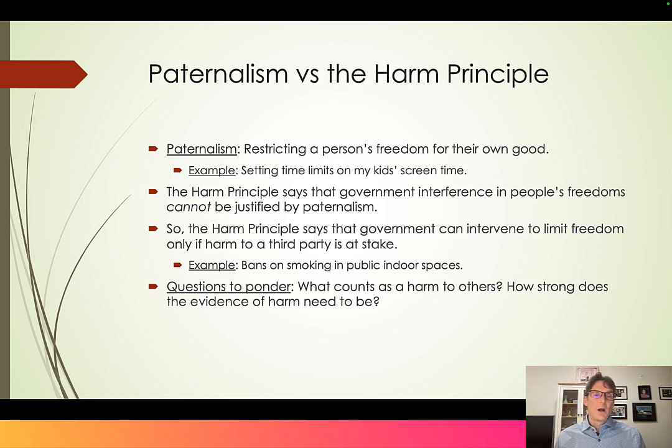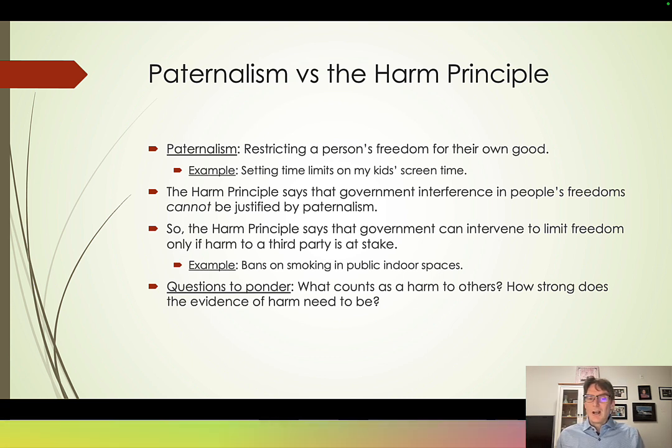But as we'll see throughout the term, the reality is often a bit more complex. And here are two questions to think about that relate to that point. So first of all, you need to think about what counts as a harm to others. So for example, if costs to the healthcare system count as harms to others, then it would seem that just about anything a person could do that's not optimal for their own health could actually be counted as a harm to others, and therefore something that the government could justifiably interfere with.